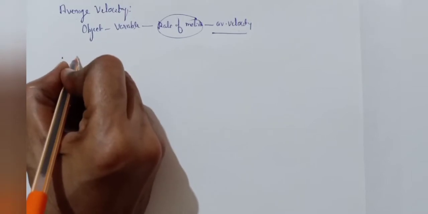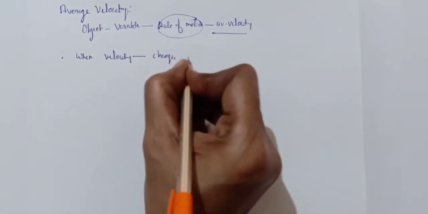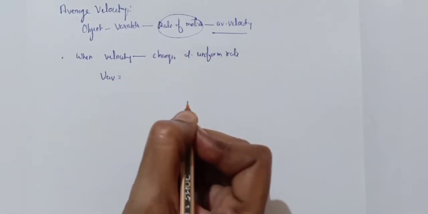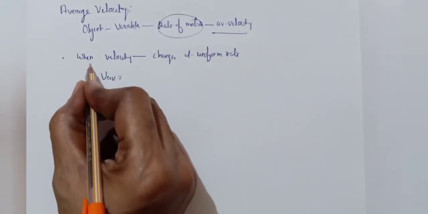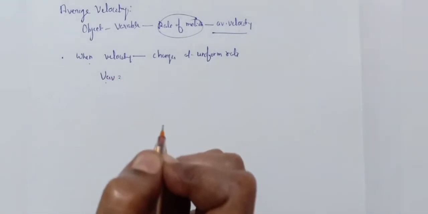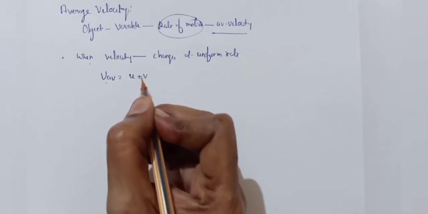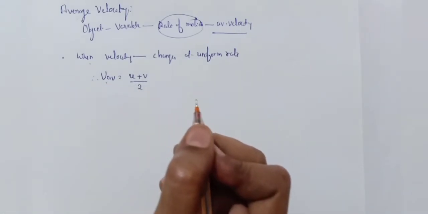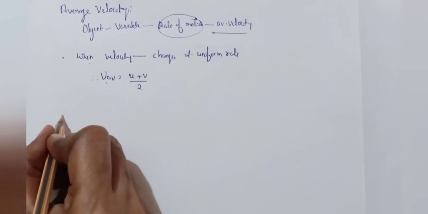Next, when the velocity of an object changes at uniform rate, then the average velocity is defined as the arithmetic mean of the initial and the final velocity. The initial velocity is denoted by u and the final velocity by v. So the arithmetic mean of initial and final velocity is given by (u + v)/2. So the average velocity of an object when the velocity changes at uniform rate is v = (u + v)/2.